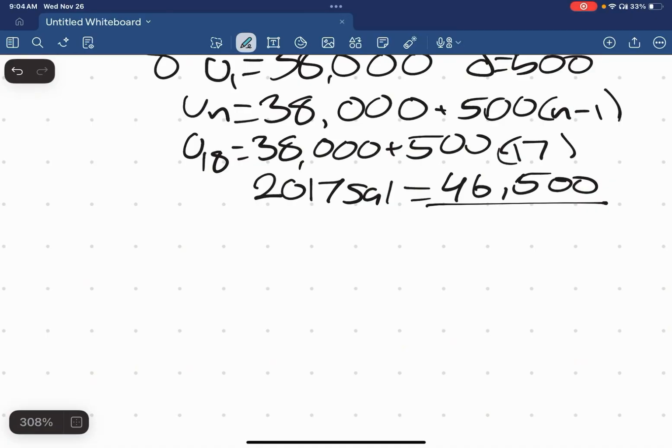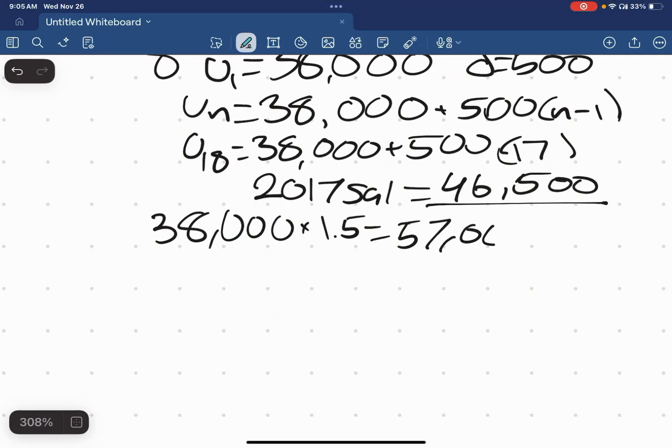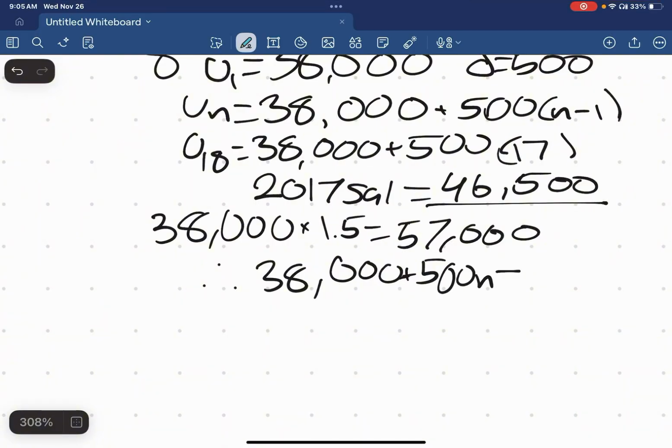It's not over yet though. We need to find out in which year he actually started making 50% more than his beginning salary. To do that, let's first find out what 50% more than his beginning salary was by multiplying by 1.5. It gets us 57,000. Therefore, to find the year he started making that much money, create a less than or equal to equation. Oh, sorry, that should be 500n. 57,000. I put the comma wrong.